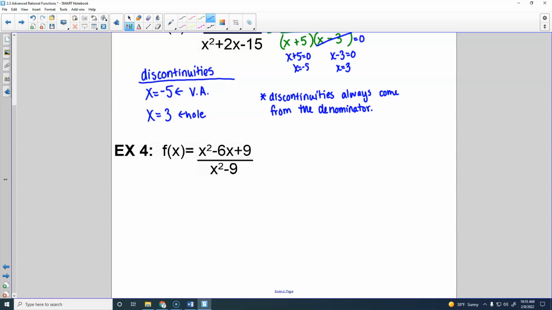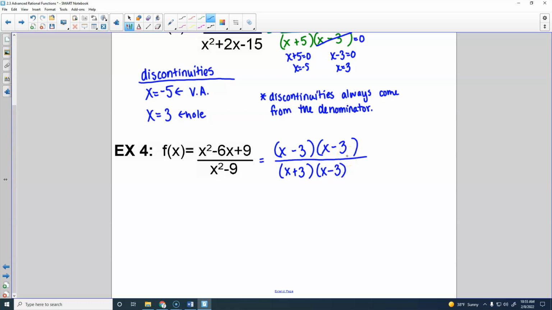Okay, so if we look at example 4, I want to factor top and bottom, although the bottom is what I care the most about. So if I factor the numerator, I'd have x and x. I got a plus 9, a minus 6 in the middle. I'm going to need a minus 3 and a minus 3. In the bottom, how do I factor x squared minus 9? x plus 3, x minus 3. That middle term is missing.